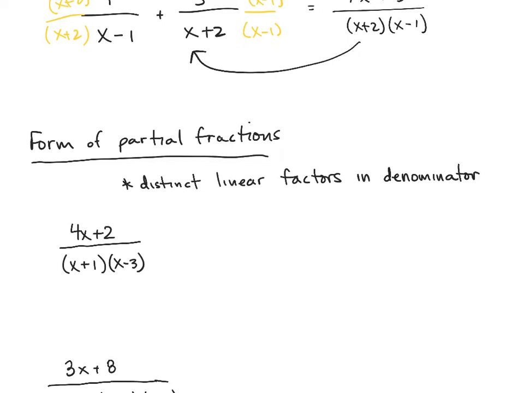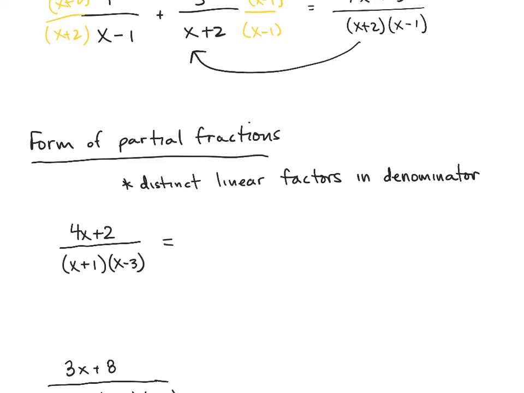If your denominator is distinct linear factors, distinct means they appear only once. So x plus 1 appears only once, it's distinct. X minus 3 appears only once, it's distinct. Linear means that each factor, the highest exponent inside the factor, is 1. So this is a first degree polynomial. So x to the first plus 1 and x to the first minus 3. So those are linear factors. If your denominator is distinct linear factors, then this is how you find the form of the partial fractions.